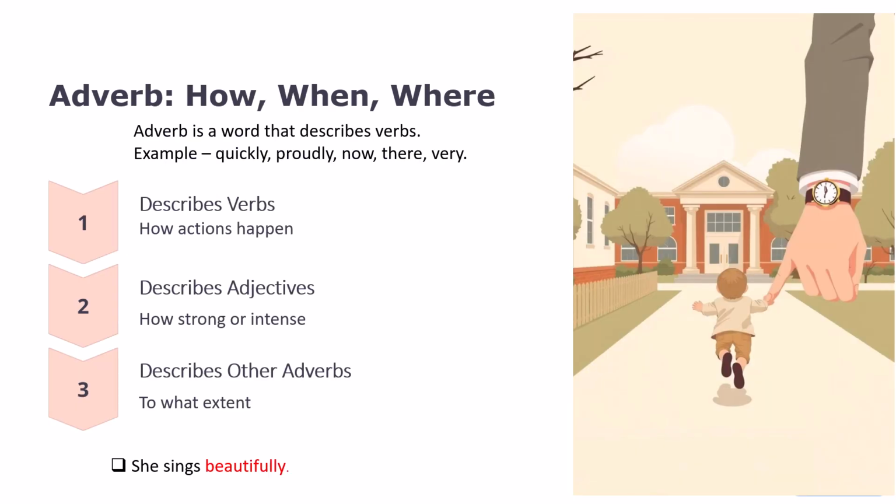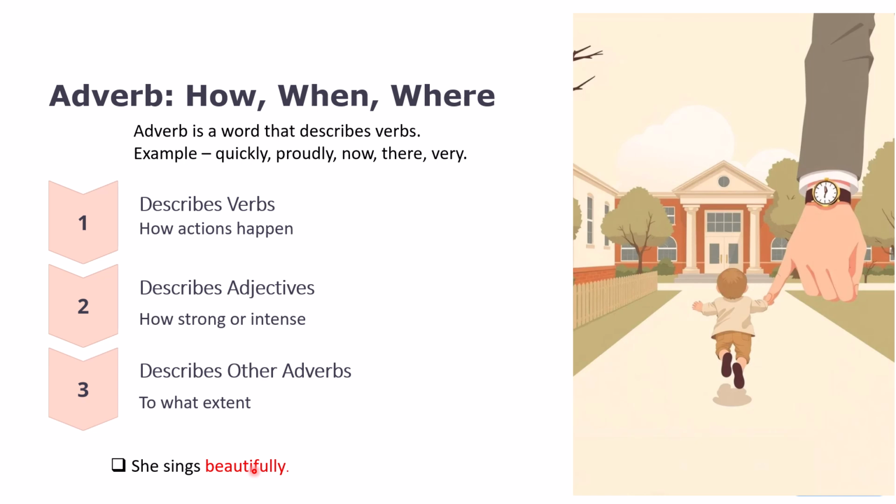Next one is adverb. Adverb is a word that describes a verb, an adjective or another adverb. For example, she sings beautifully. It describes verbs, meaning how actions happen. It describes adjectives, how strongly or intensely actions happen, and describes other adverbs, to what extent an action is done. In the given sentence, she sings beautifully.